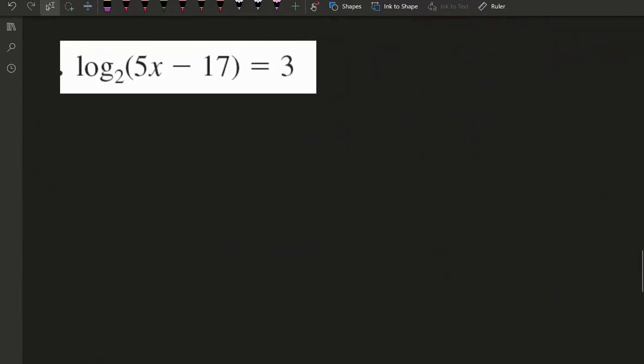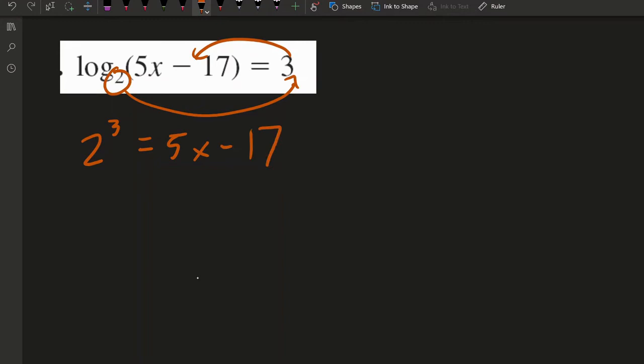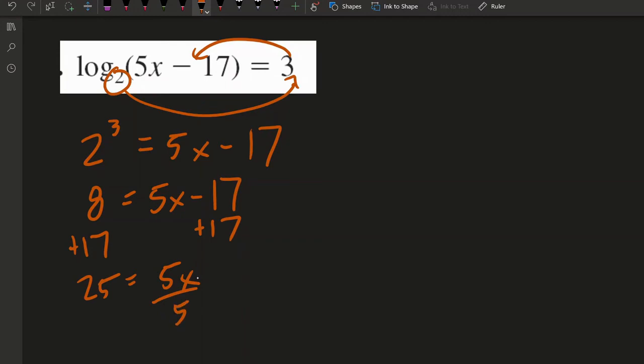Now, in this case, looking at this one, I don't have the same situation. So what I'm going to do is rewrite this as an exponential. 2 to the third power equals 5x minus 17. And then I can just solve this like we're in Algebra 1. 2 to the third power is 8 equals 5x minus 17. We'll add 17 to both sides, and we'll get 5x is equal to 25. We'll divide both sides by 5. We'll get x is equal to 5.